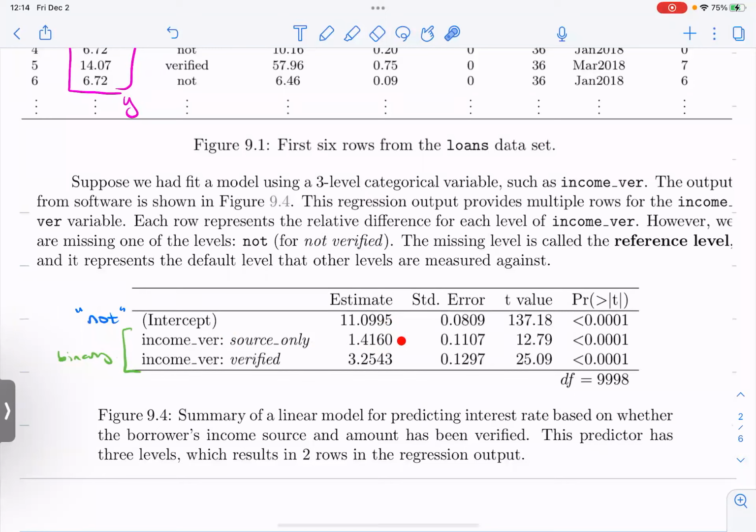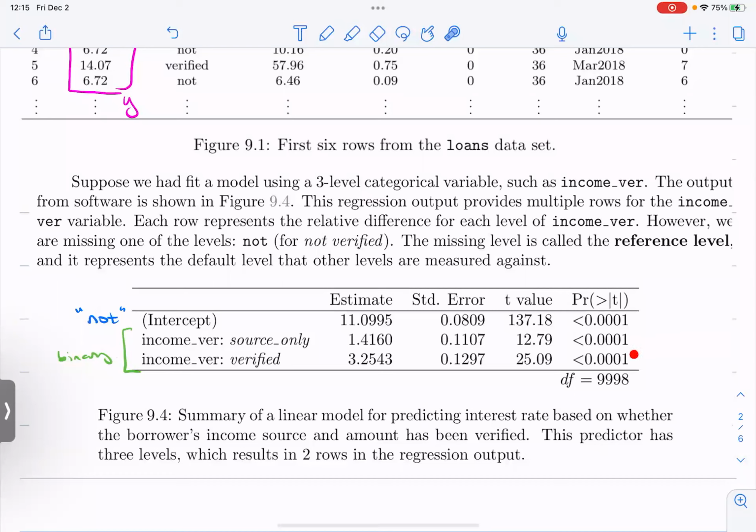I'm stealing this from the textbook, but it's counterintuitive. When I first looked, I thought, oh, that's weird, because we assume that if the income is verified, that's a good thing. But maybe there are underlying reasons why these things are positive. This is saying that the predicted rate is going to be 1.4 higher or 3.3 higher if it was verified in some way. That's counterintuitive, but it's using not verified as a jumping off point. So that's kind of weird.